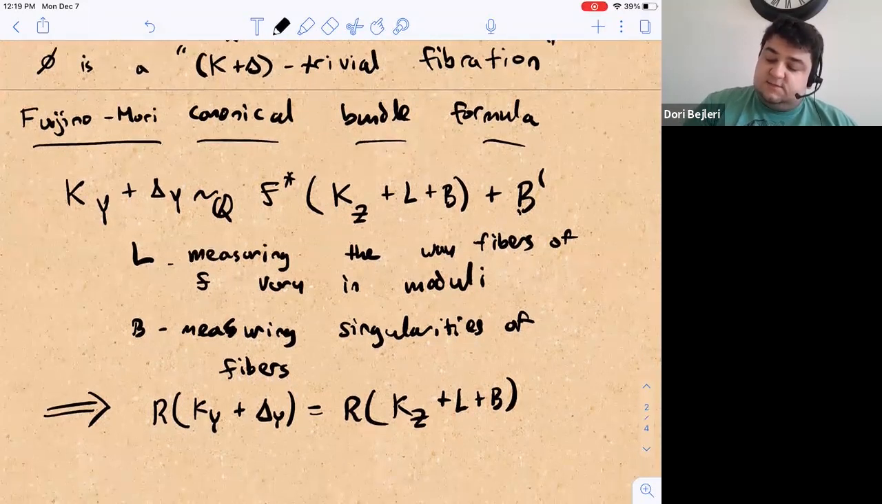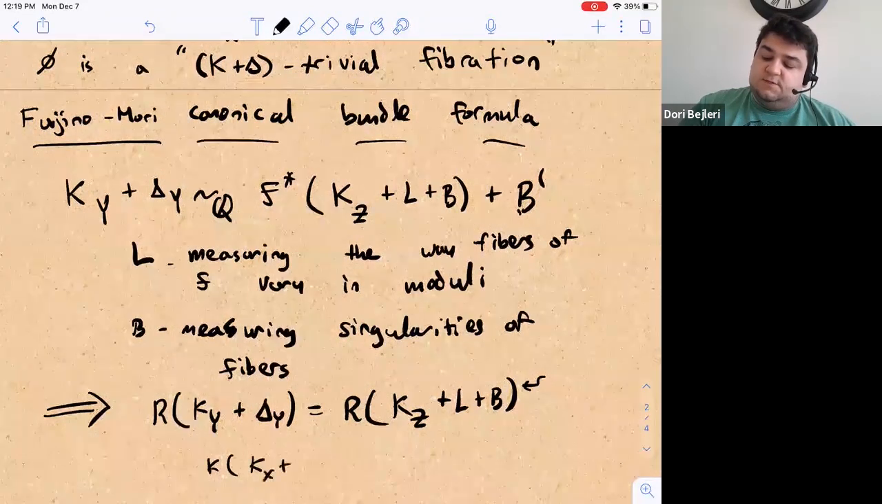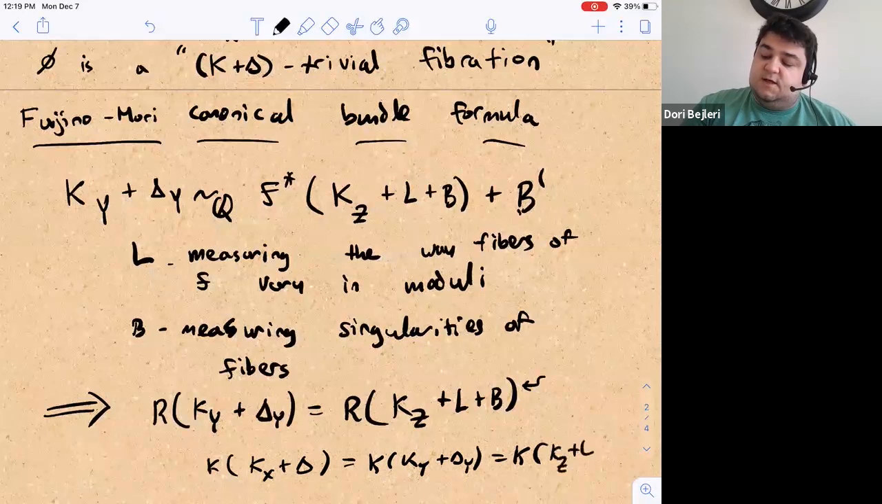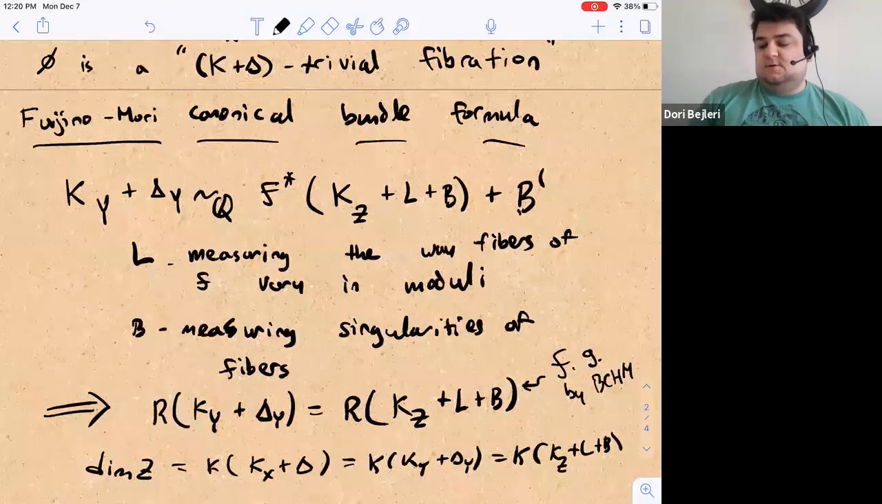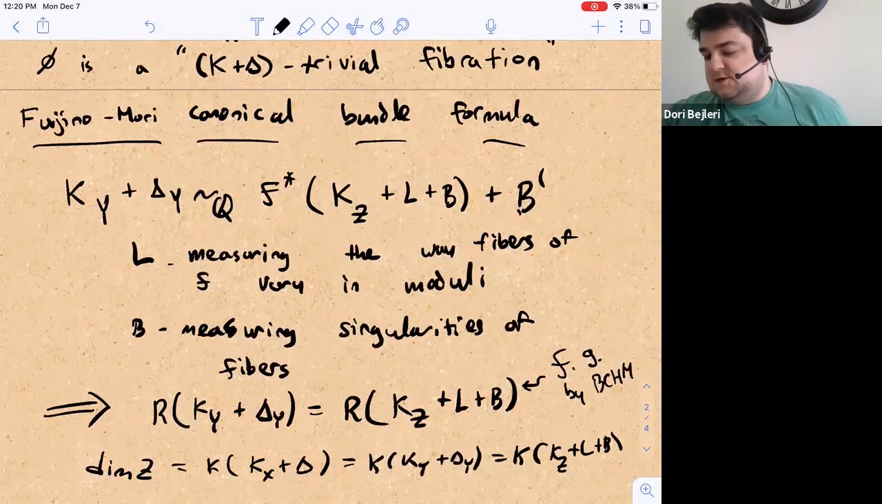And so now this is the log canonical ring of a variety of log general type, because now the Kodaira dimension of kx plus delta is equal to the Kodaira dimension of ky plus delta y is equal to the Kodaira dimension of kz plus L plus B, which is the dimension of z. So now we're in the log general type case when we go down to z, and so this is finitely generated by BCHM, or by their main result. And so then we have finite generation for log canonical rings in general.